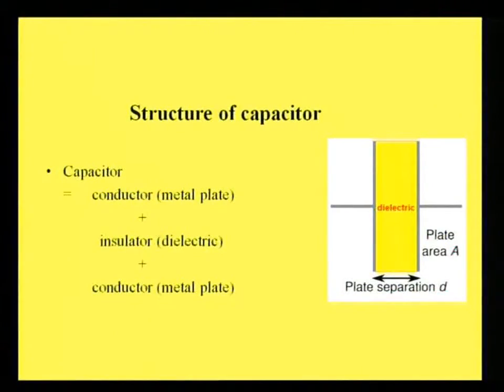Now we are going to see the structure of a capacitor. A capacitor has 2 plates, and in between those 2 plates a dielectric material is used. Here we can see the dielectric material shown as the yellowish part, and the 2 plates. The plate area is known as A, and the separation or distance between the 2 plates is D. So this is the basic structure of a capacitor.